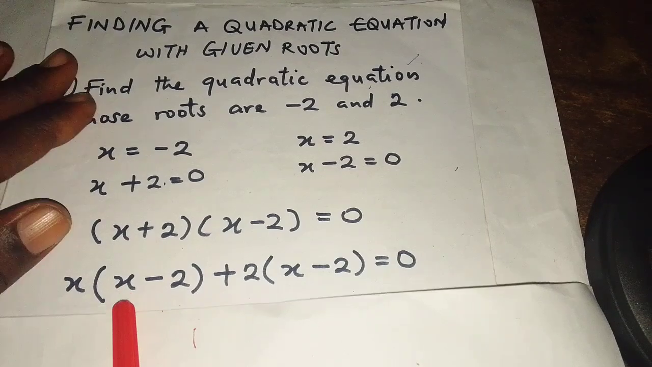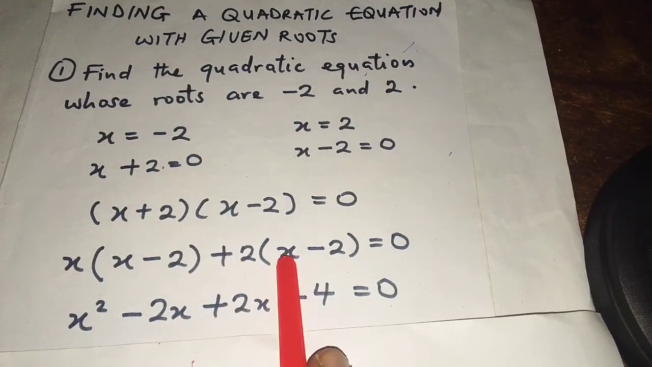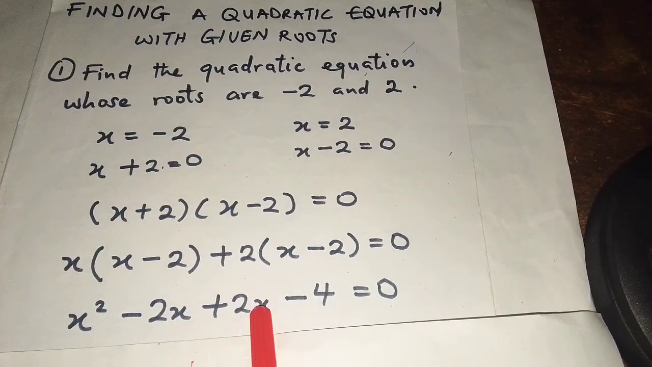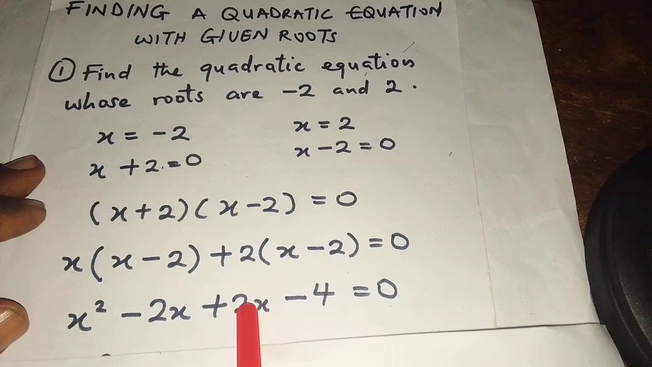x times x will give you x squared. x times -2 will give us -2x, plus 2 times x will give us plus 2x, plus 2 times -2, plus times minus will give us minus, 2 times 2 will give us 4. So that means you have x squared minus 2x plus 2x minus 4 is equal to 0. So you can resolve -2x plus 2x, what is it? 0.